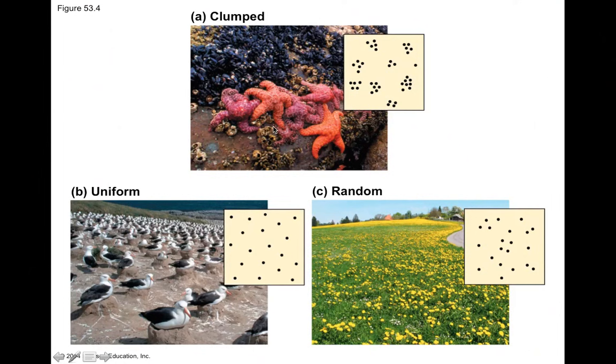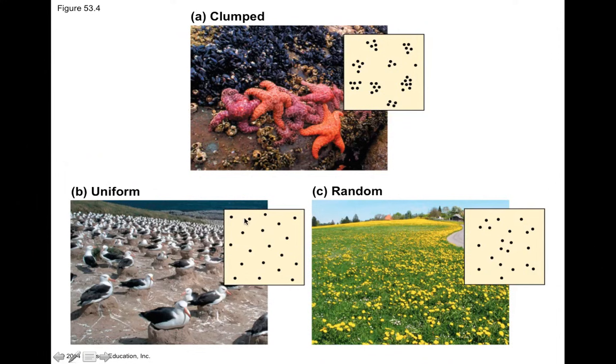Here you can see a bunch of starfish that are all massed together on the same rock, maybe because there's a rich food source underneath it. If we looked at these dots as individuals, we can see, oh, there's a bunch here and a bunch there, and there's this clumping effect.